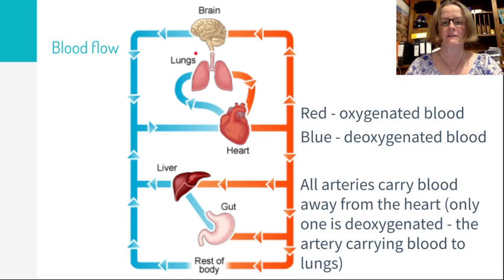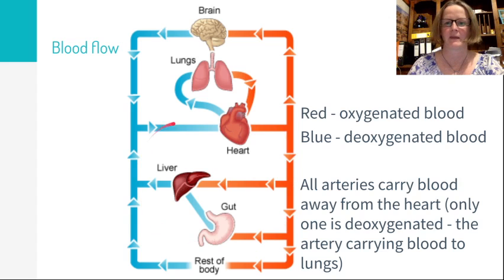Our circulatory system is called a double circulatory system. We have the heart involved here twice. Blood goes to the lungs and back to the heart. Blood goes to the body, either up to the head or down to all the organs below the heart, and then back to the heart. So to the lungs and back, and to the body and back.